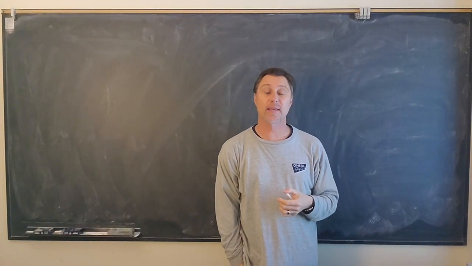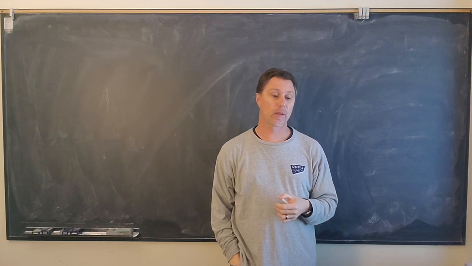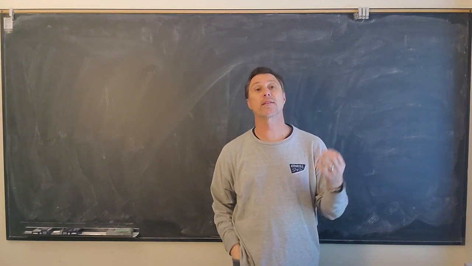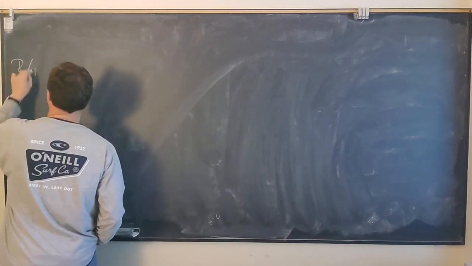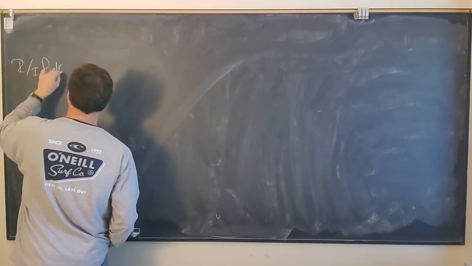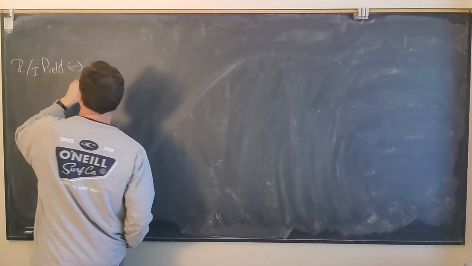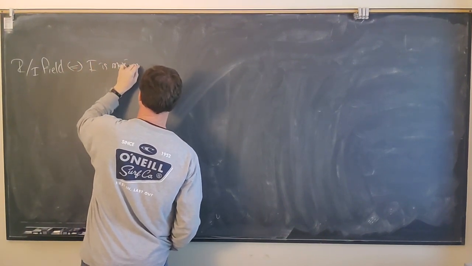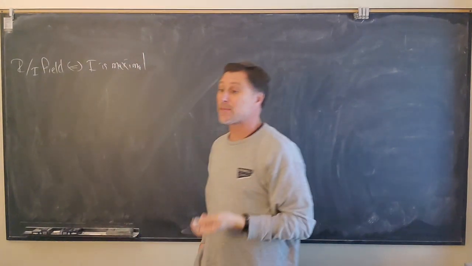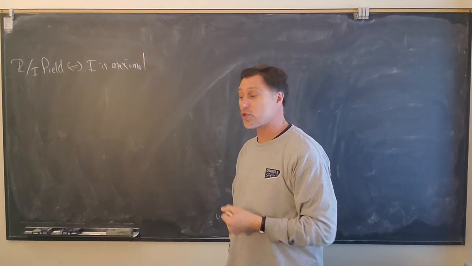Last time what we did is characterize the ideals that give us a field when we take a quotient. So remember, it went like this: R mod I is a field if and only if I is maximal. So maximal ideals correspond exactly to those quotients that give you fields.